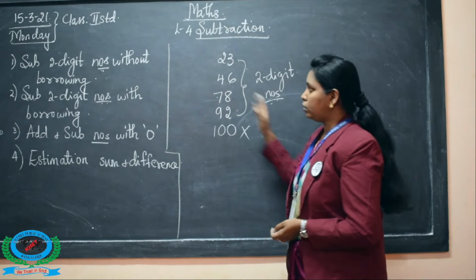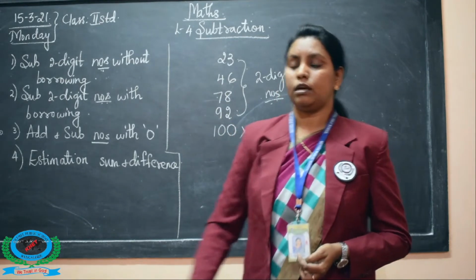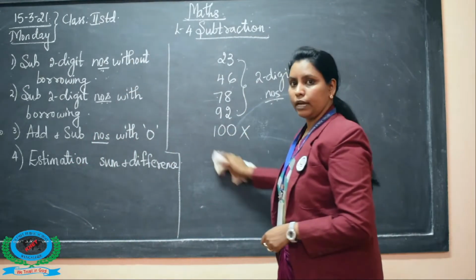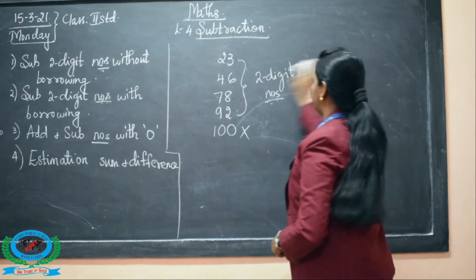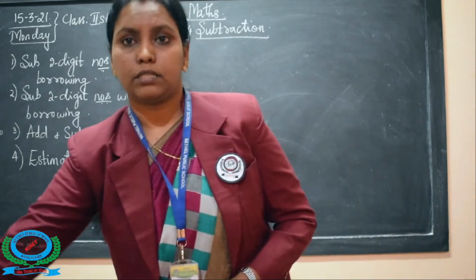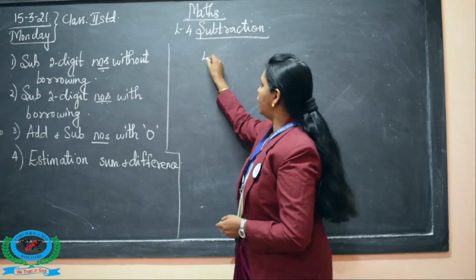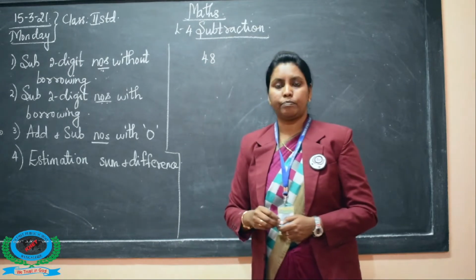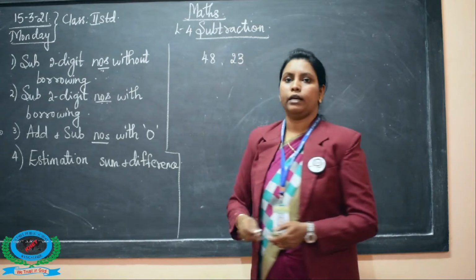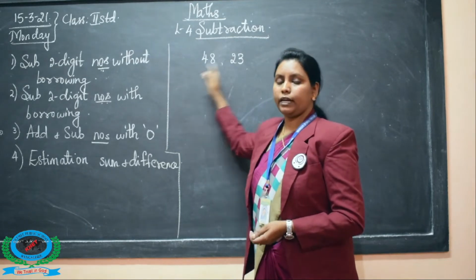Okay. So, going on to the first subunit, that is subtraction of 2-digit numbers without borrowing. So, here all these were 2-digit numbers and this 100 is a 3-digit number. Okay. So, what is the first unit? It says the subtraction of 2-digit numbers. So, for example, I will take here 48 is a 2-digit number and I will take 23. It is a 2-digit number, isn't it? So, we have to subtract 48 and 23.